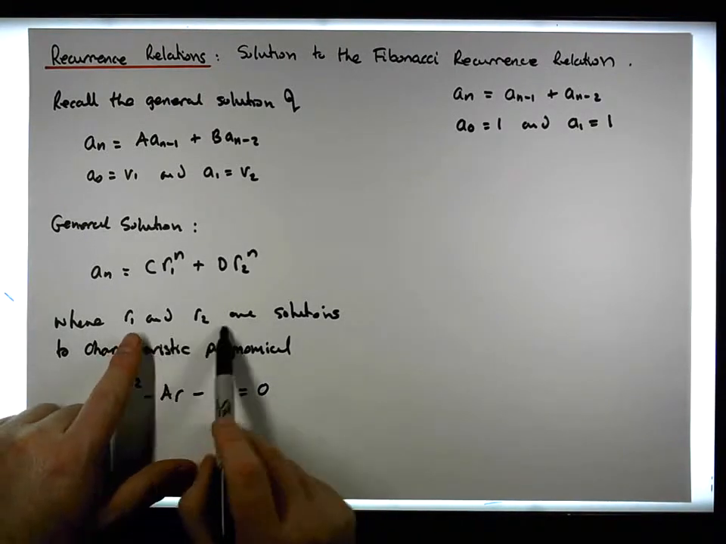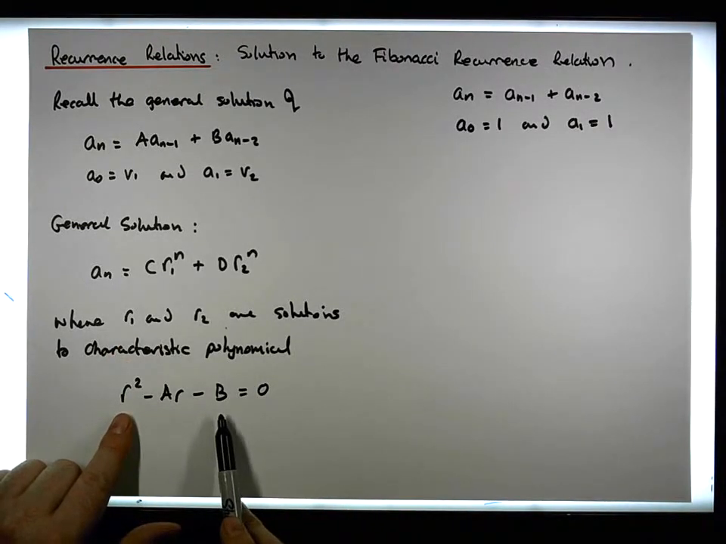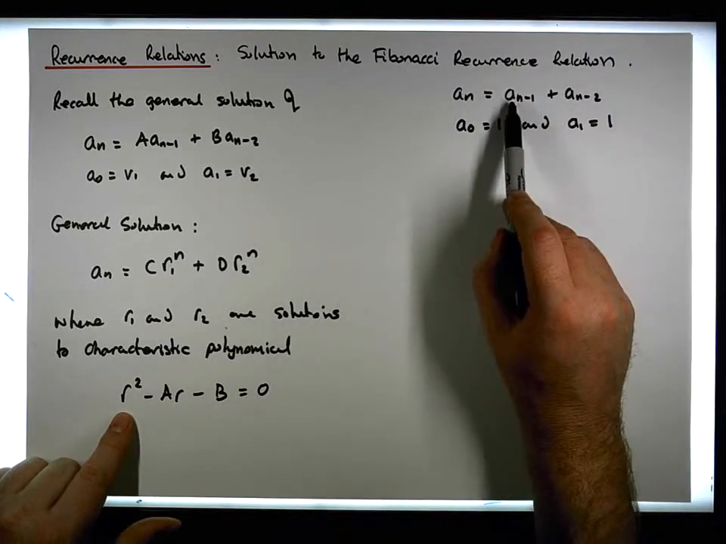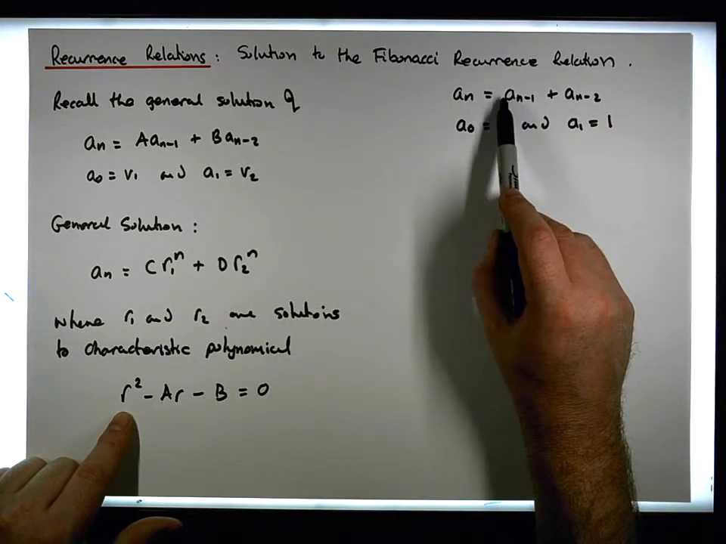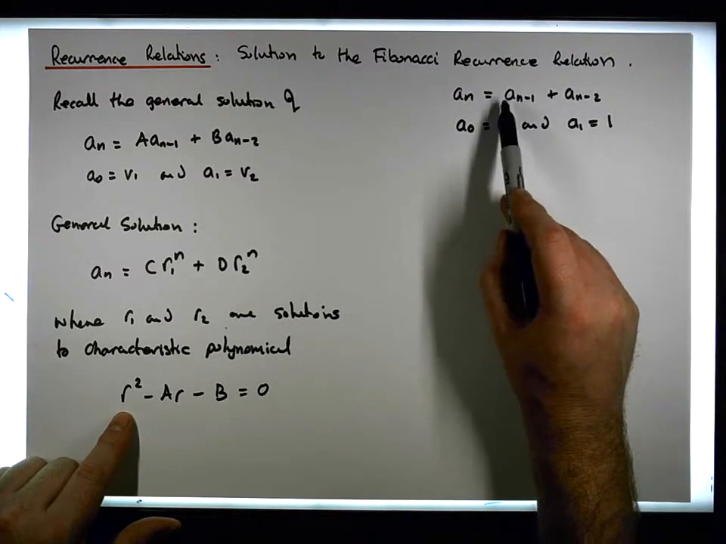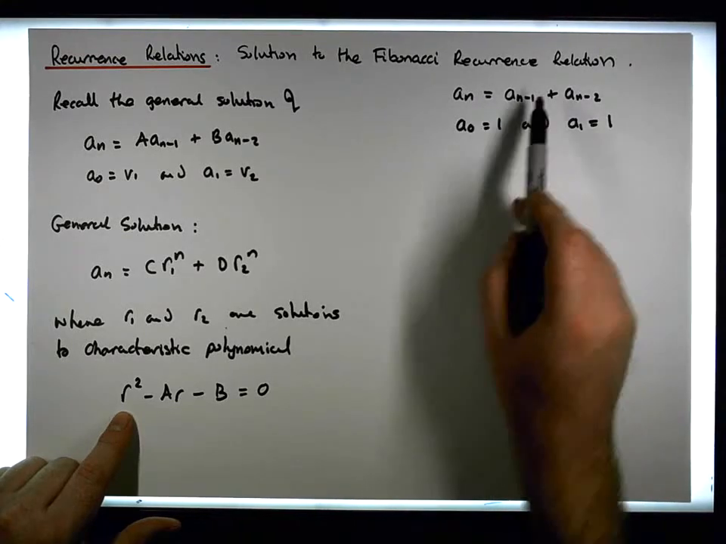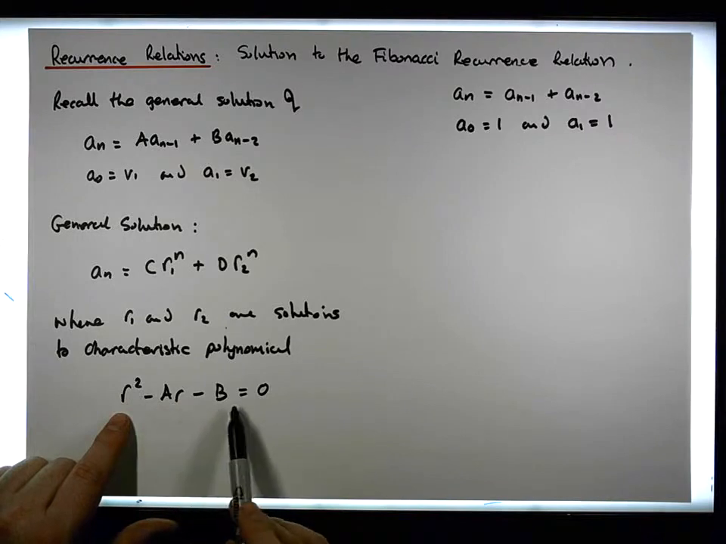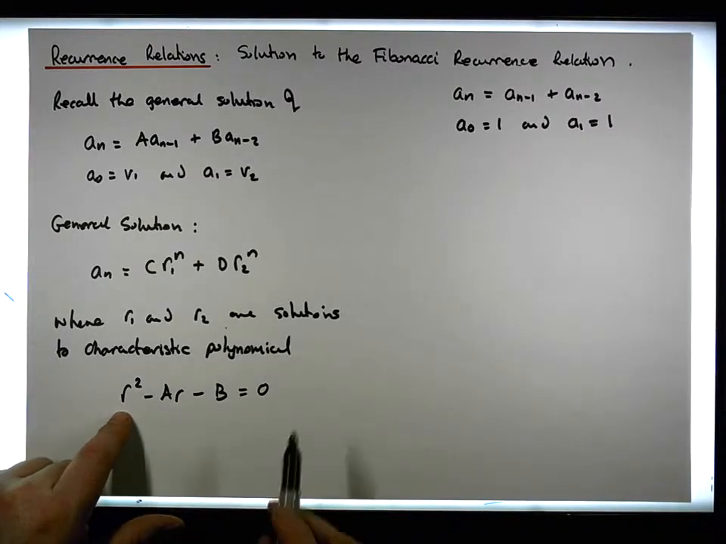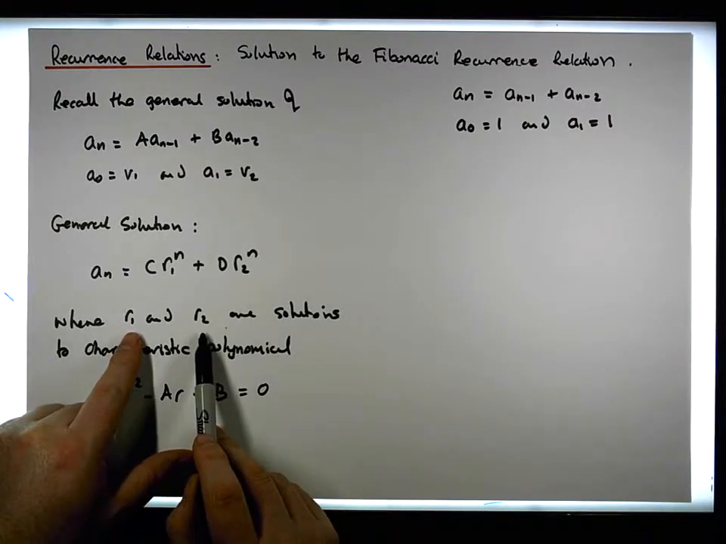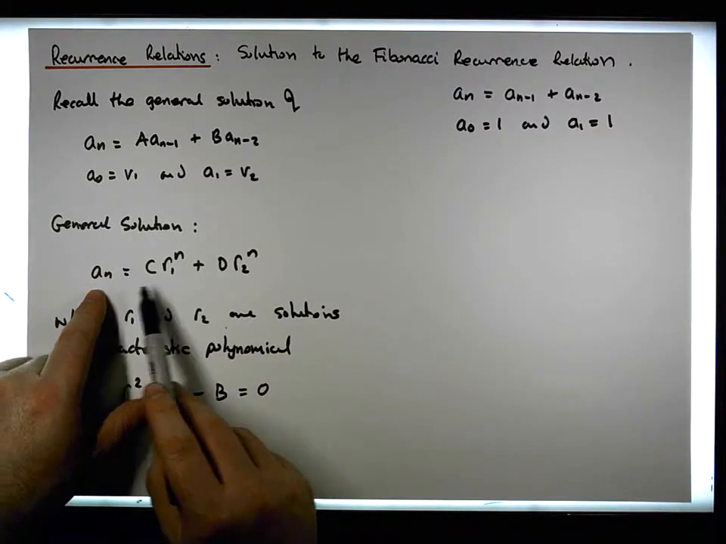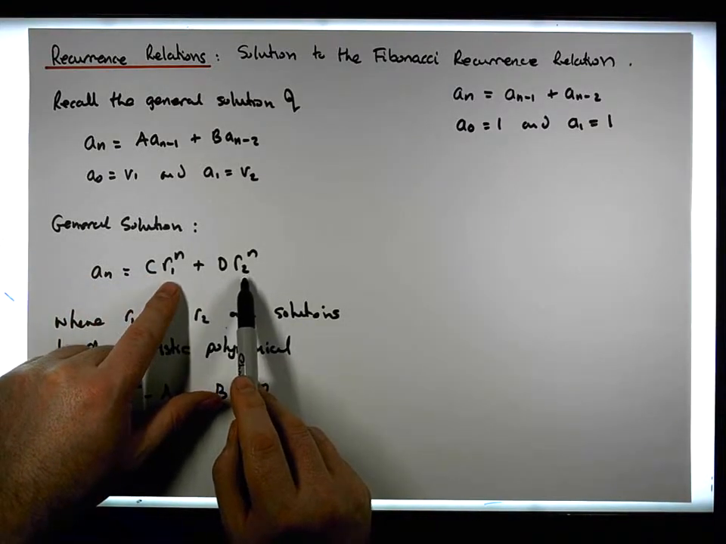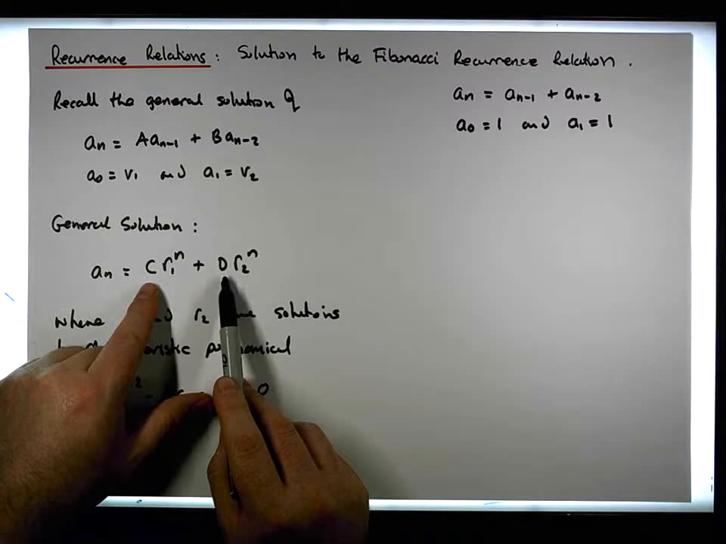So r1 and r2 are basically solutions to this equation. In the Fibonacci case, the coefficients of the (n-1)th term and the (n-2)th term are both equal to 1. So in this situation it will be r squared minus r minus 1 equals 0. So once we find r1 and r2, the general solution is two constants times those values. We have to find the constants c and d.